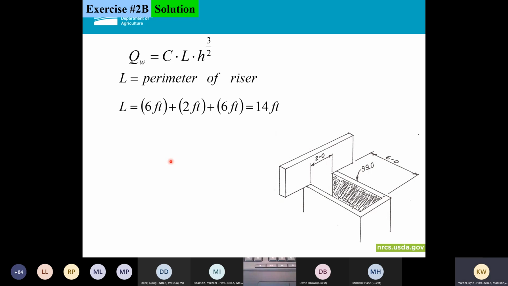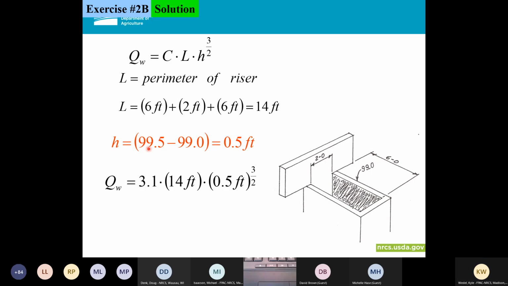So when I change my head, again I'm going to calculate my perimeter, which is 6 plus 2 plus 6 again, and I come up with 14 feet. This time my head has been reduced by half a foot, so I'm going to take 99.5 minus 99 to come up with half a foot of head. I multiply that through: my 3.1 was given, my 14 and 0.5 I enter in, multiply that out, and I come up with 15.3 CFS. So notice as my head decreased, so did my flows.